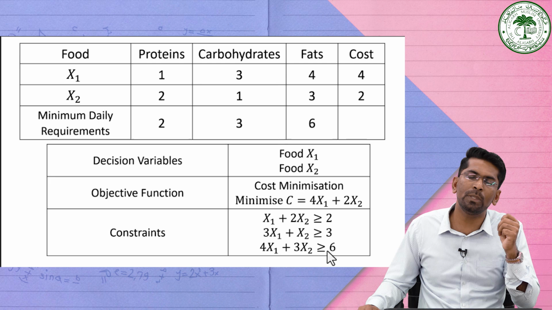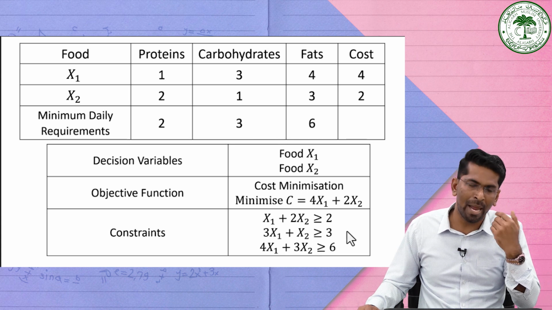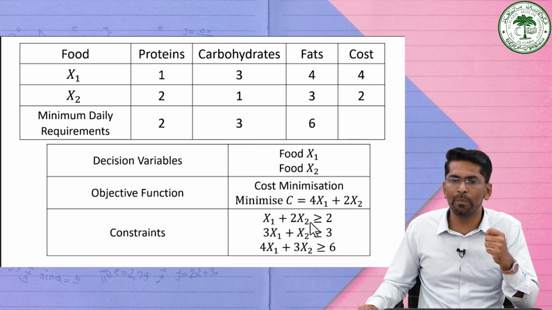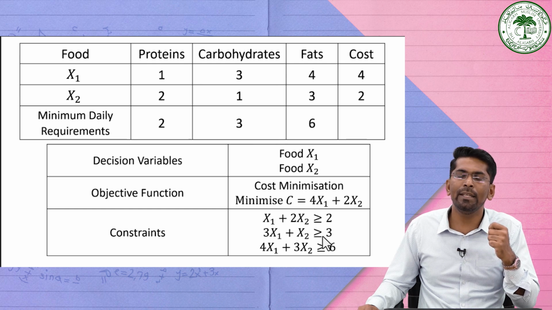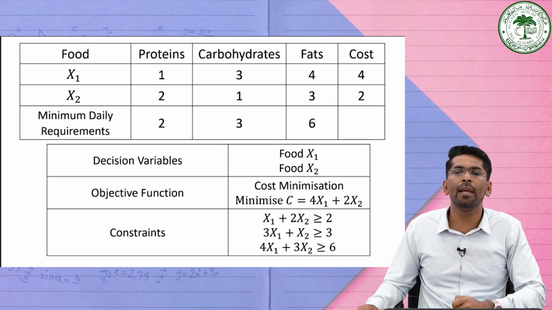It is mandatory, especially in the case of a minimization problem, mostly your sign will be greater than or equal to. In the case of maximization of profit, generally it is less than or equal to. But in our case, our objective function is cost minimization. So the sign here is greater than or equal to, because the minimum daily requirement is 2 units of the protein, 3 units of carbohydrate and 6 units of fat. Now we have specified our constraints.